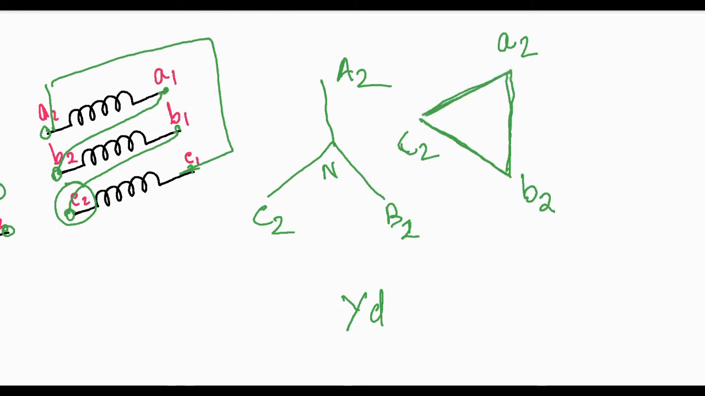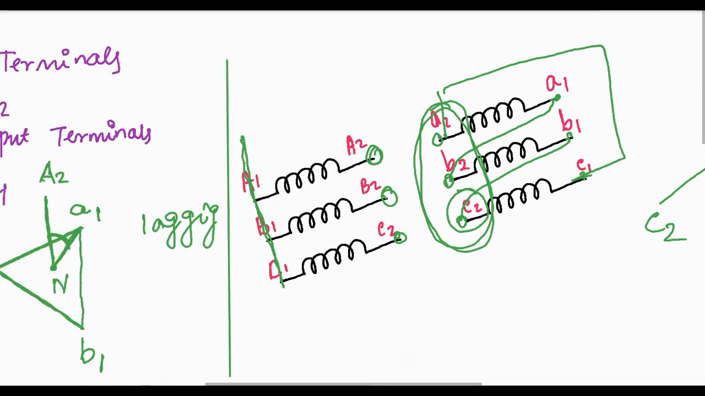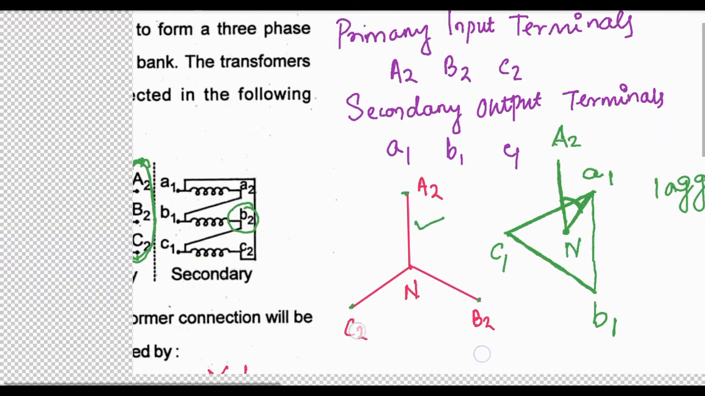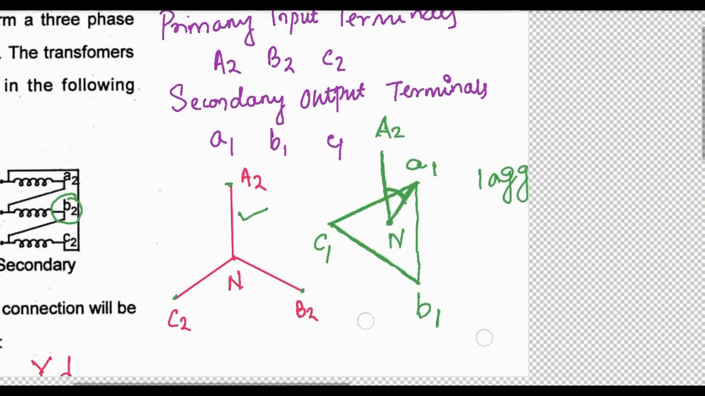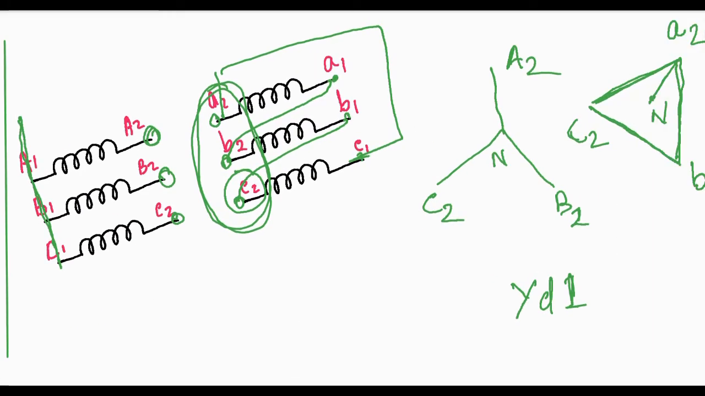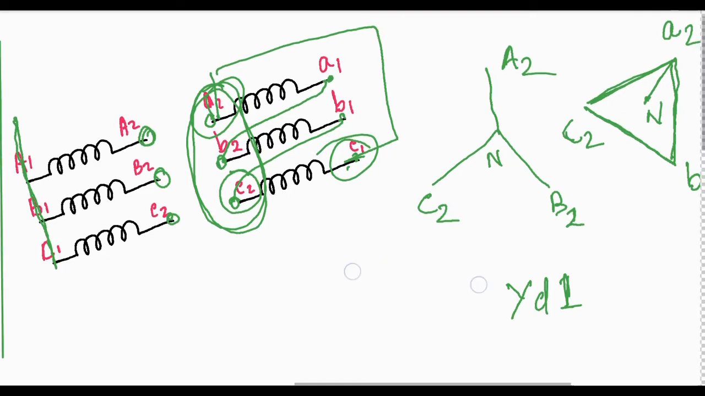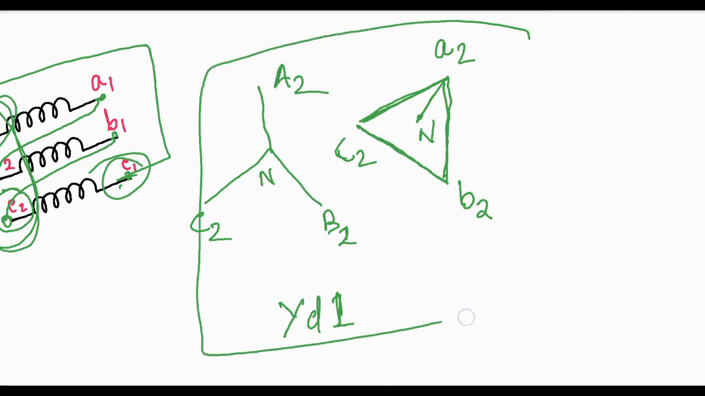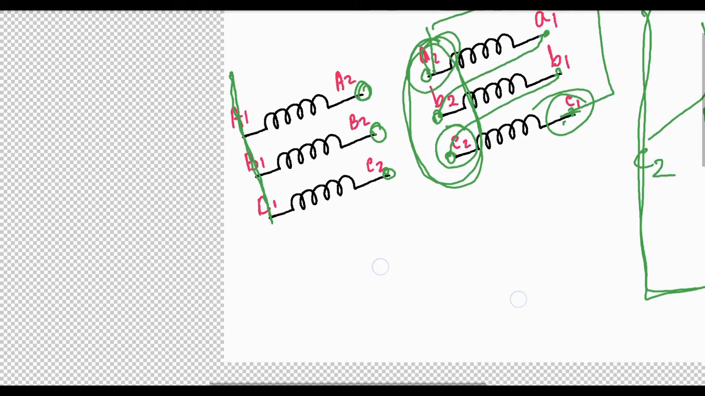So here A2, B2, C2, and this one is the virtual neutral, and this is also 1. Here the output is A2, B2, C2, and the connections are different from the previous one. Here A2 is connected to B1, but there A2 is connected to C1. So remember what type of connection. Always learn this connection making and phasor diagram drawing technique, so that you will never fail to answer this type of question.